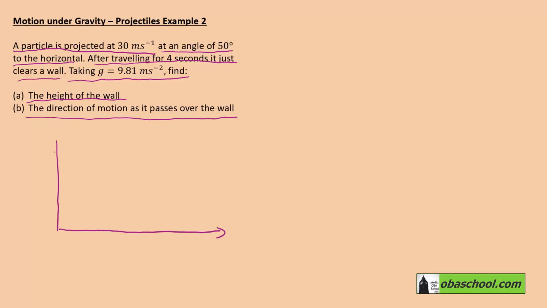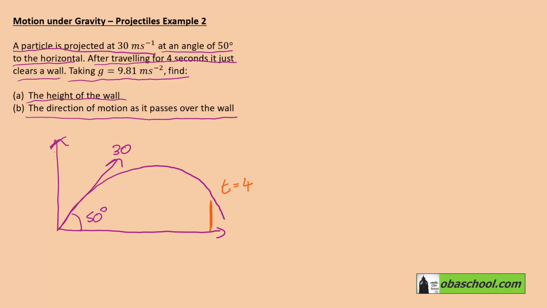So if we just get ourselves a diagram, the particle is projected like so. This is 30. The angle here is 50, and it goes through this parabolic path, and at some stage it passes over a wall here, and we know when it gets to here the time is 4.